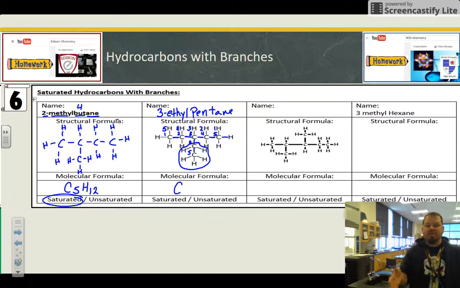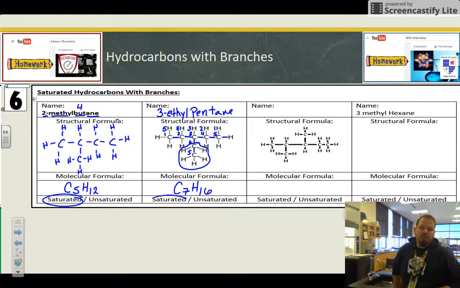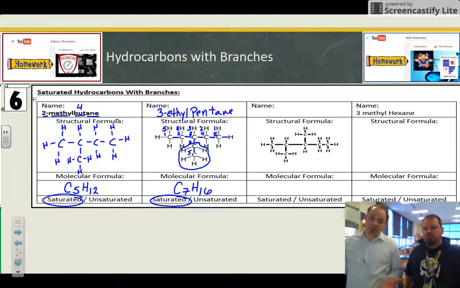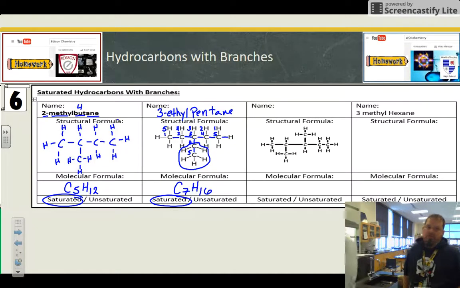The 3 in front of the ethyl is telling you where the side chain is. Cool with that? Good. And counting up the number of hydrogens, I will tell you that it's all single bonded, so we know it is saturated. And this also fits the profile for the homologous series, alkanes. Does it fit the general formula? It does.